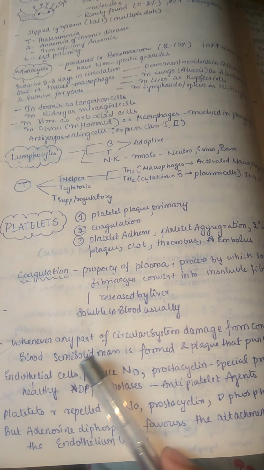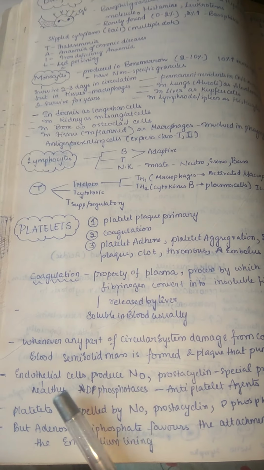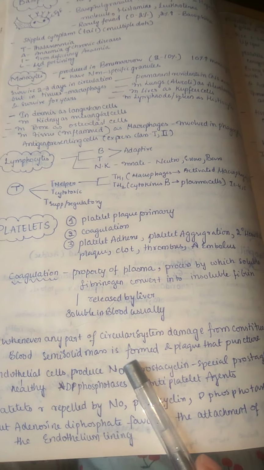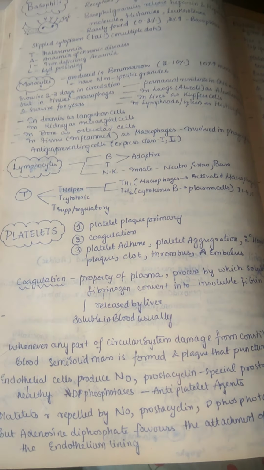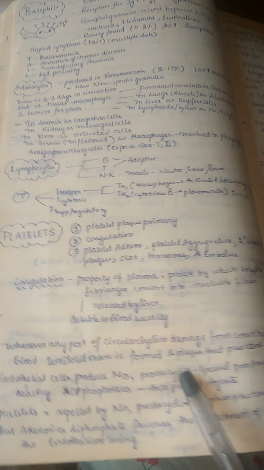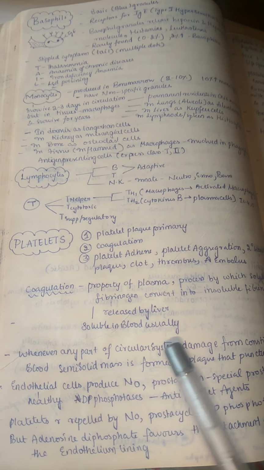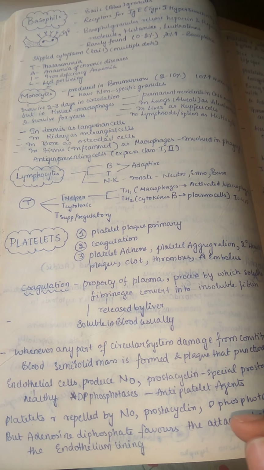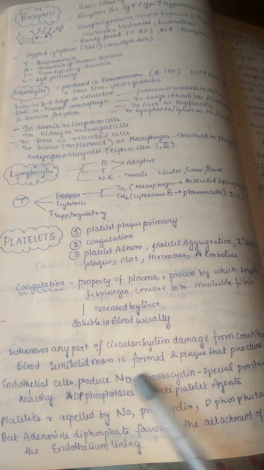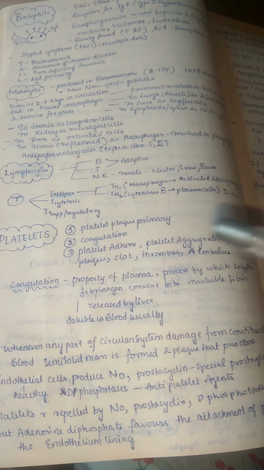Whenever any part of the circulatory system is damaged, a semi-solid mass is formed from the constituents of blood, and the plug forms at the puncture. So what they are saying is, in any vascular vessel, if there is any puncture, then a semi-solid mass is formed. It's semi-solid, not completely solid, not completely liquid. The plug is formed exactly at the site of the puncture.